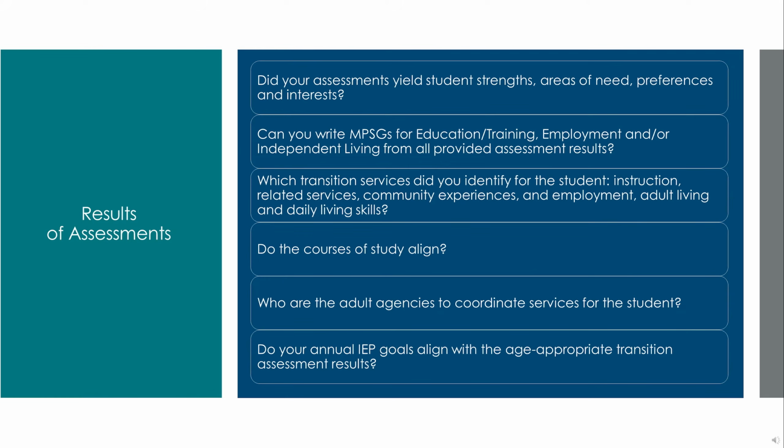Are measurable post-secondary goals able to be written in the three domains? Are transition services identifiable? Is the student taking classes to support their interest? What agencies are needed to support next steps? Are the annual IEP goals aligned to the student's needs? Next, we are going to apply what we have learned with utilizing Allison's case study. This case study is available in the course materials section of this course.